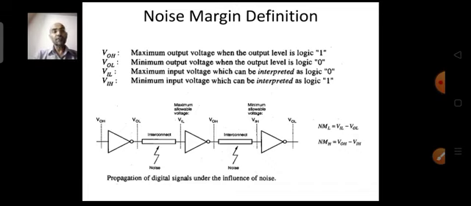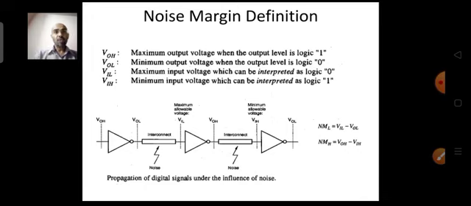Earlier it was very difficult to make a circuit, because whenever there was a slight noise or slight variation in the input parameters, the output also changed simultaneously, according to the input and output relationship. But for digital circuits, this noise margin plays a very important role.